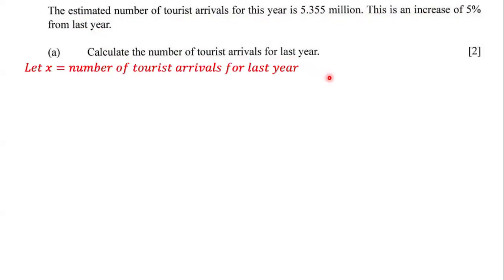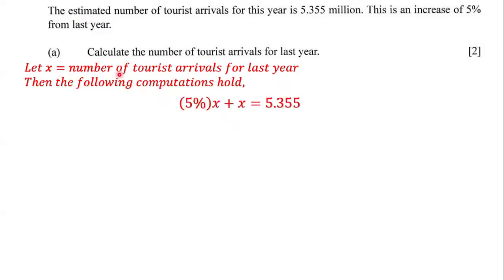And so the first thing we're going to do is let X equal the number of tourist arrivals for last year. So X is equal to the number of tourist arrivals for last year. Then that means that the following computations hold. If we let X equal the number of tourist arrivals for last year, then this equation is true.